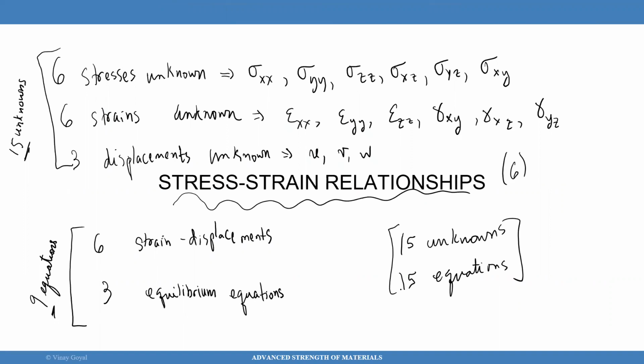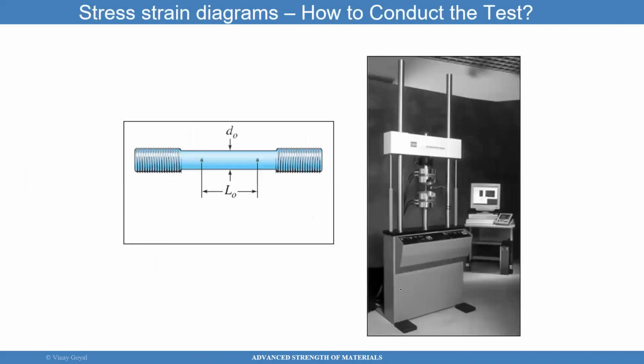So where do you find the stress-strain relationship? How do you find that relationship? You find that relationship during testing. That's how you find that relationship. Stress is related to strain. And if I can find that relationship, then I have gone really far now. So how do you do that? How do you conduct a test to determine the relationship between stress and strain?